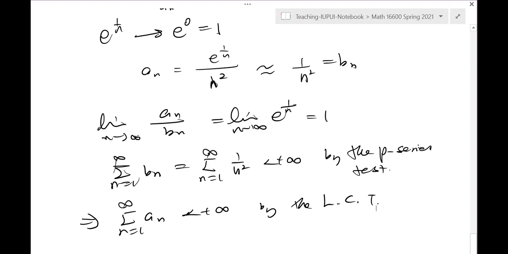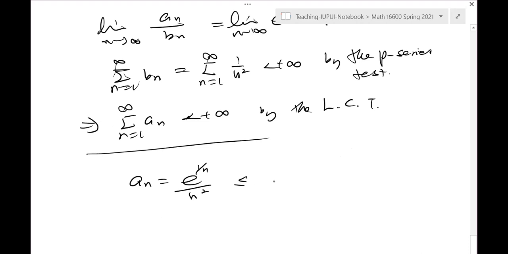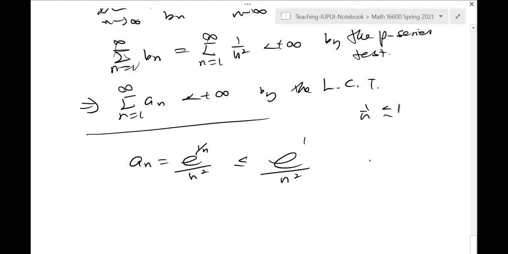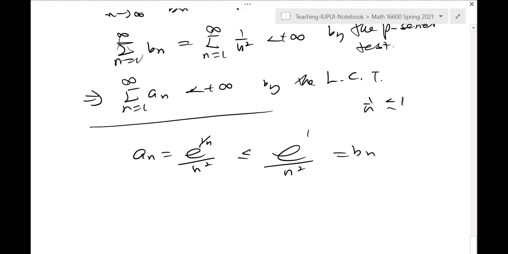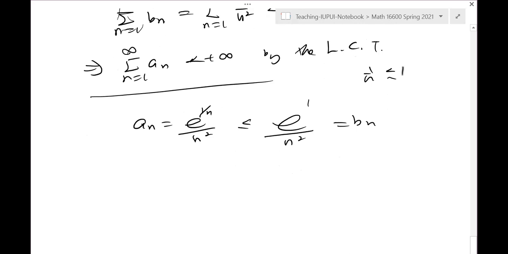Now, if you don't want to use the limit comparison test, that's fine. Your a_n is going to be e to the 1 over n divided by n squared. But e to the 1 over n is less than or equal to e to the 1, because 1 over n is less than or equal to 1. So that's enough. That's my b_n, and the b_n is just a constant times 1 over n squared. So b_n is convergent, right?